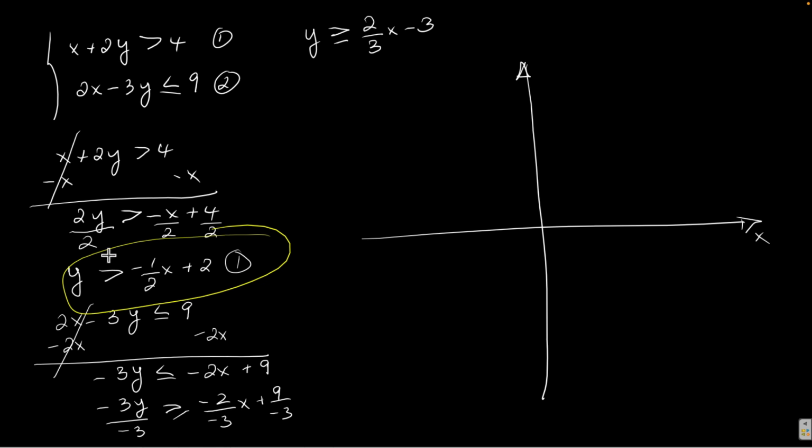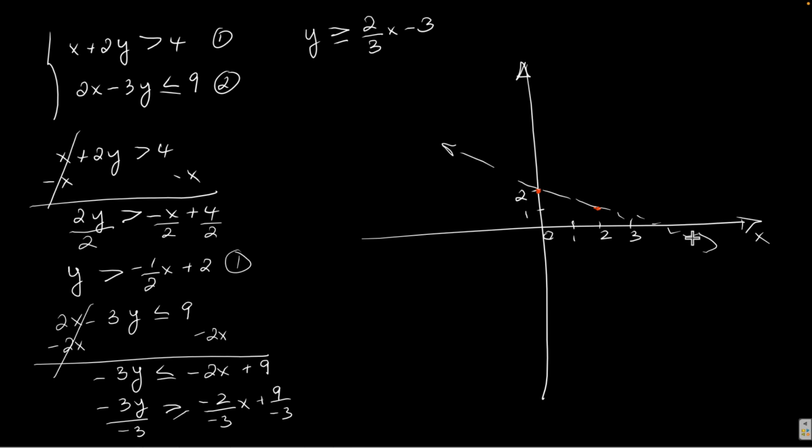Now let's graph both. For the first inequality, the y-intercept is 2 and the slope is negative 1/2. So go down 1 and right 2. Draw a dashed line. For the second, the y-intercept is negative 3 and the slope is 2/3. So go up 2 and right 3. Draw a solid line.